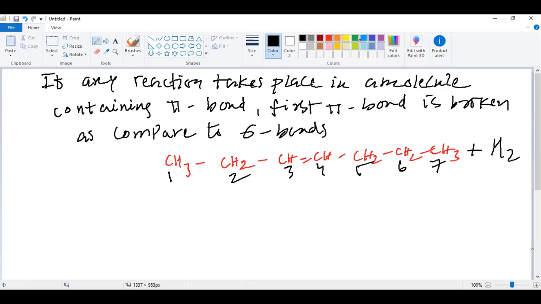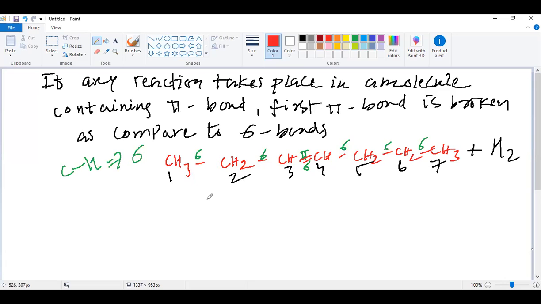You can see, my dear students, that here we have sigma bond, here we have pi bond. All the other bonds are sigma. Am I right or wrong? Even all the carbon-hydrogen bonds are also sigma. So which bond will be broken first? My dear students, which bond will be broken first? Pi bond. And where is the pi bond available? Between which carbon is the pi bond? 3 and 4. So where do you think hydrogen will be added?